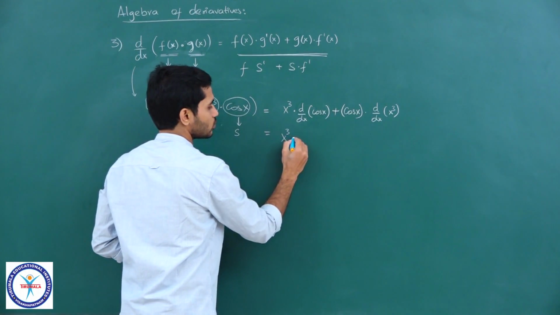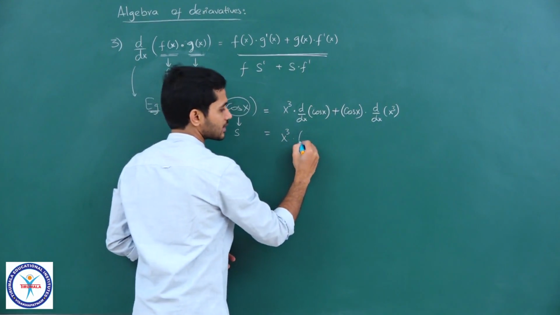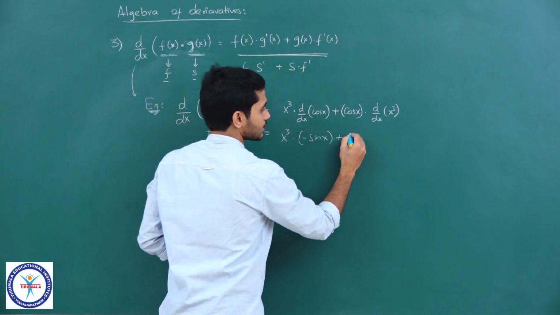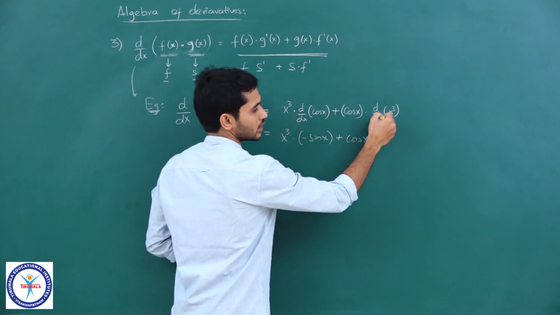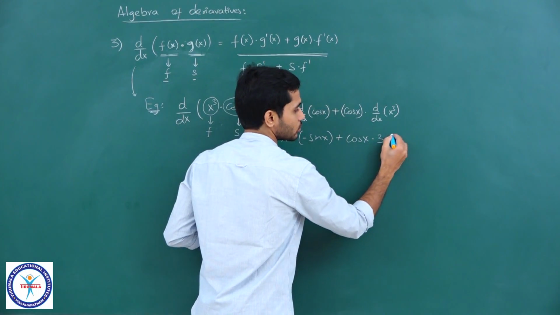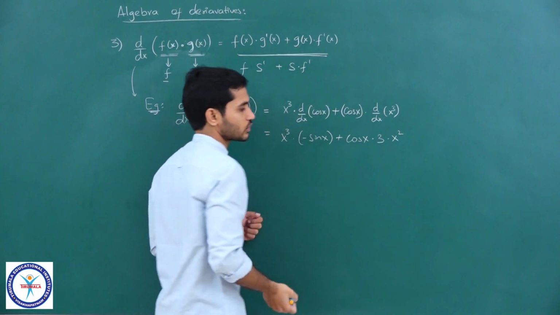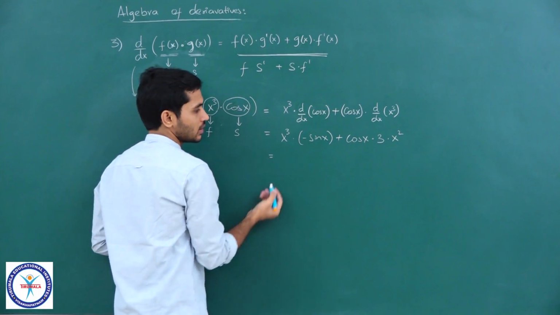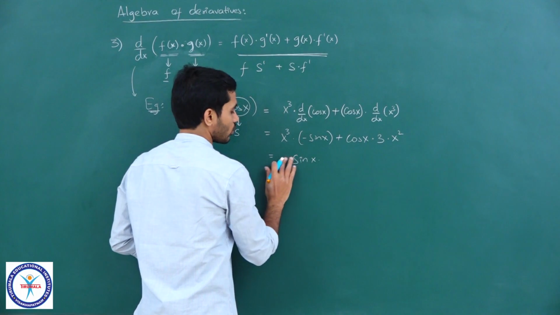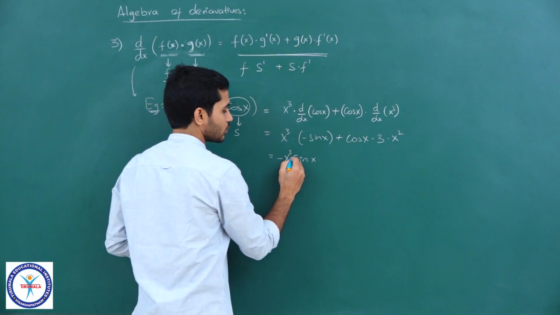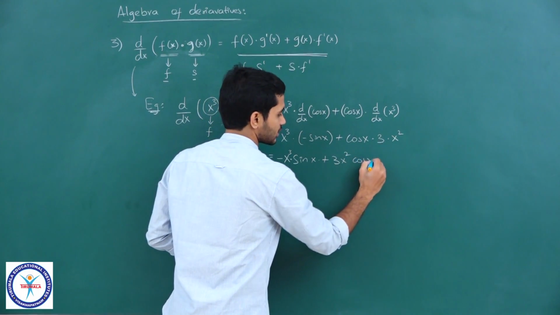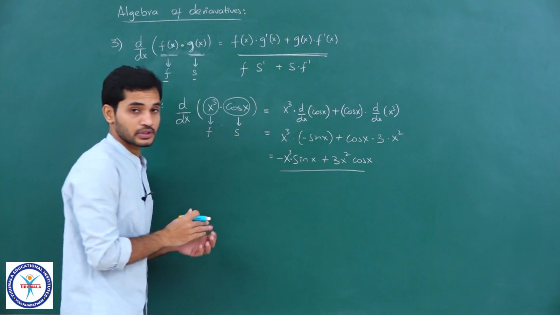Let me now expand this. So, I will be getting x cube into d by dx of cos x, which is nothing but minus sin x, correct, plus cos x into derivative of x cube. So, you know this, 3 into x power 3 minus 1, which is x square. So, that is it, that should be the answer for that. So, the final answer would be minus x cube into sin x plus 3x square into cos x.